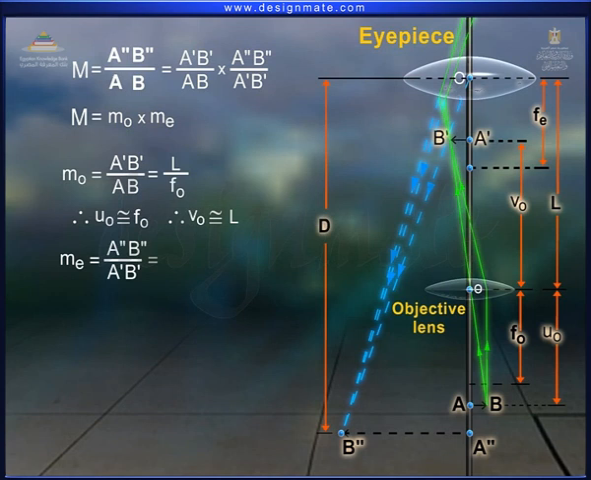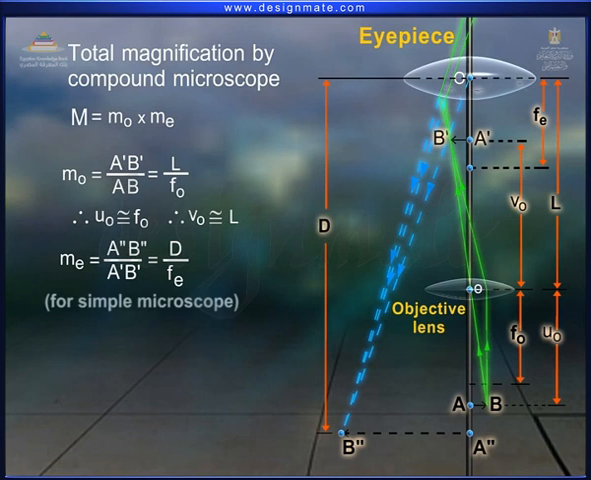Now, since the eyepiece is acting as a simple microscope, the magnification produced by the eyepiece is given by ME equals D over FE. Using the equations for MO and ME, the total magnification of the compound microscope is given by M equals L over FO times D over FE.